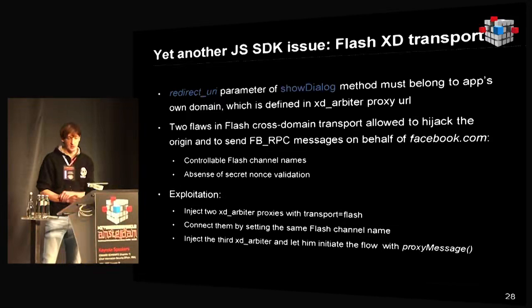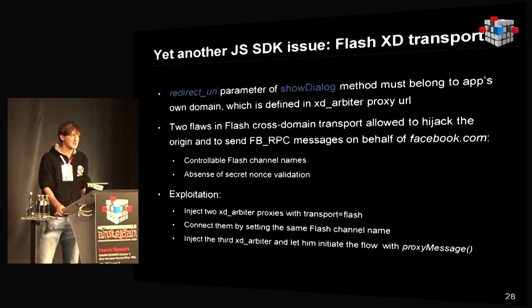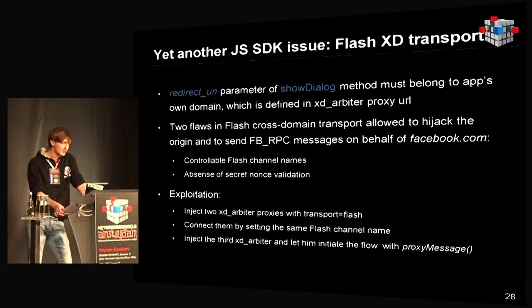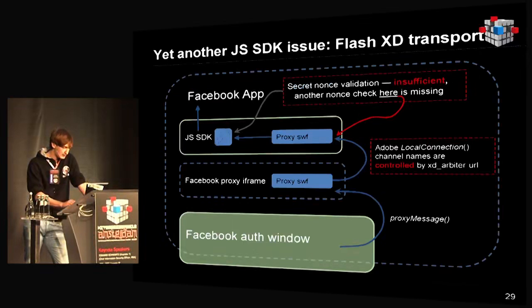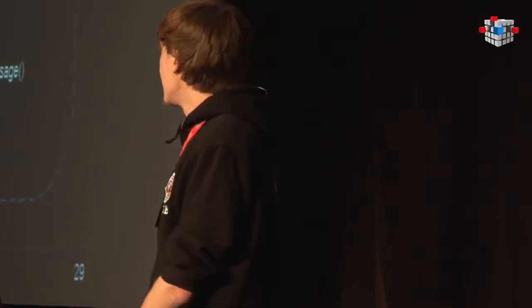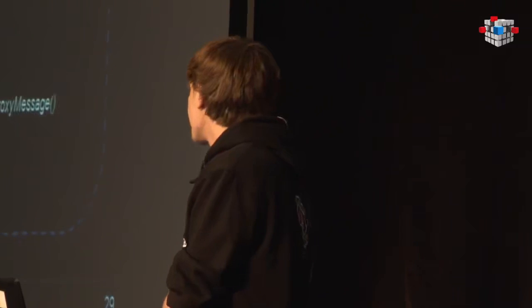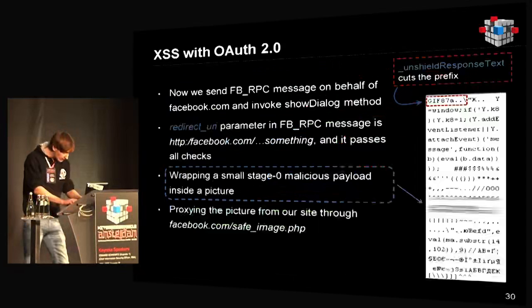In order to set the redirect URI to point to something interesting, I first needed to set the redirect URI to point to the same domain where the request was invoked from. And I also needed to control this redirect URI because there was one check. If the redirect URI did not belong to the application, the call was not handled at all. There was only one way to bypass this, via a bug in the Flash transport.